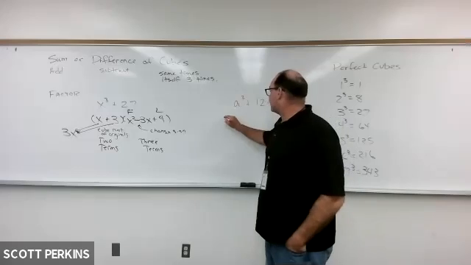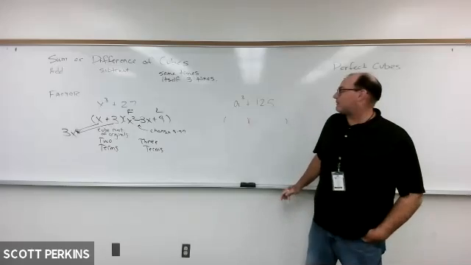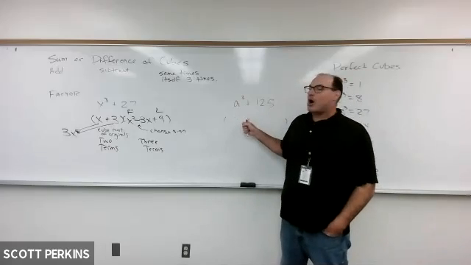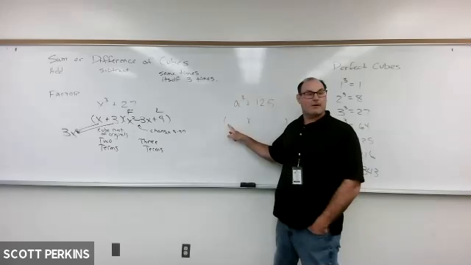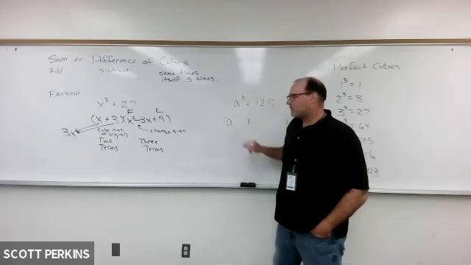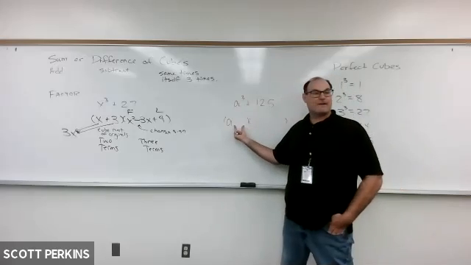I'm going to have two factors. The first one's going to have two terms, the second one's going to have three terms. So the first two terms are the cube roots. So if this is a cubed, what am I going to write right here? This is a positive 125. What am I going to write right here?